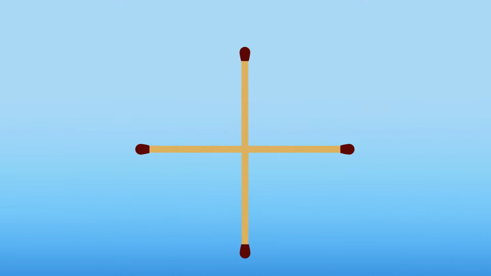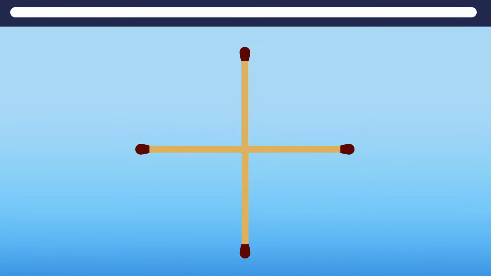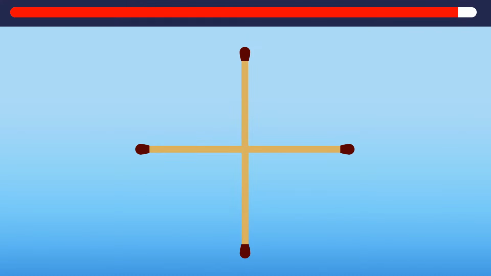You're only allowed to move 1 matchstick to make a square. How will you do it? Who said it was against the rules?